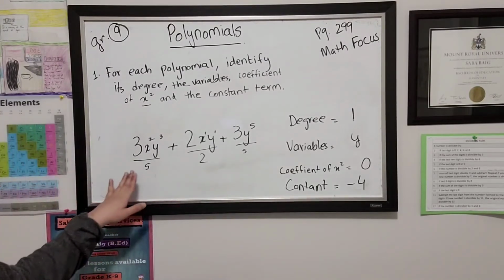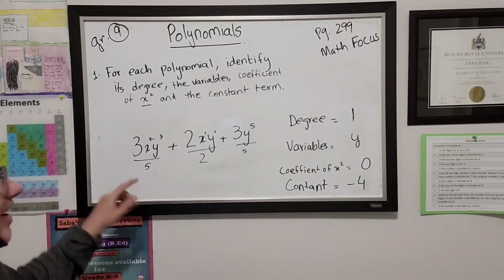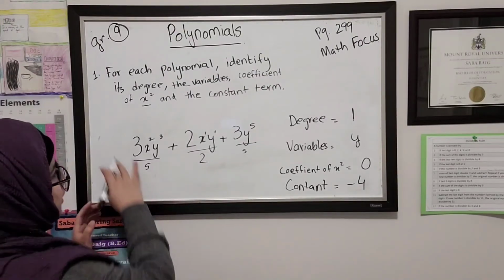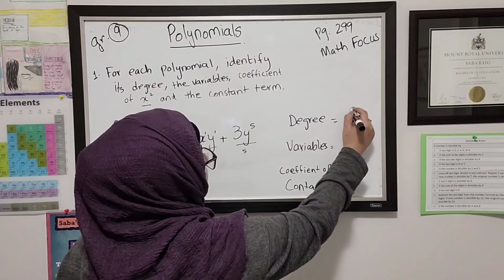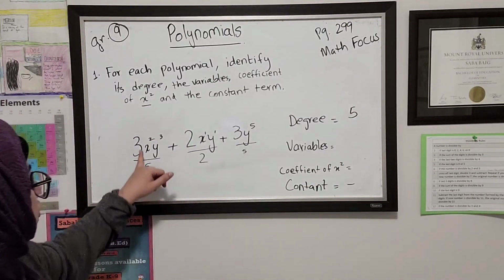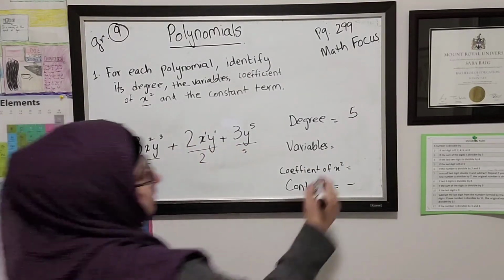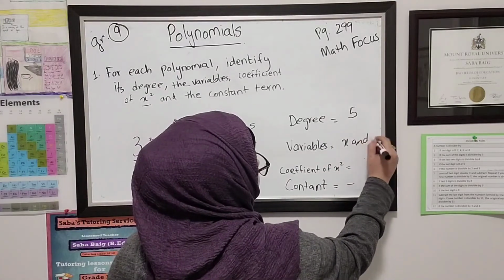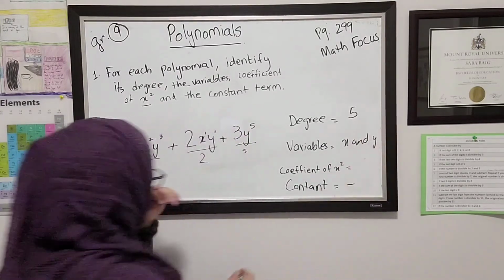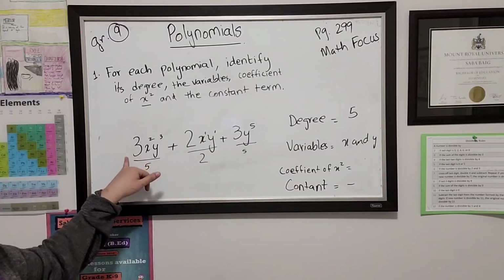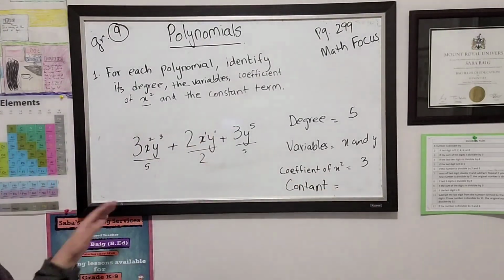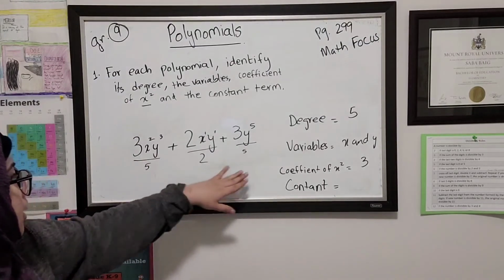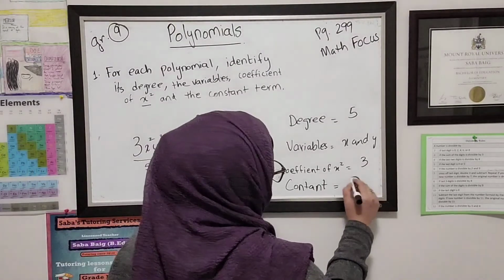Now, what do you notice? The greatest degree is 5, so the degree of this expression is 5. And what are the variables I used? x, y, x, y, x, y. So the variables are x and y. The coefficient of x squared is 3. And the constant: is there any number that stands all by itself? No, so the constant is 0. Simple.